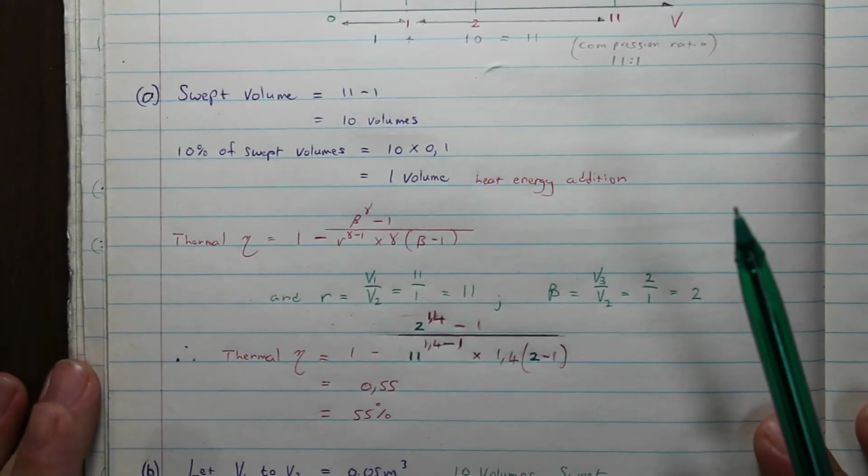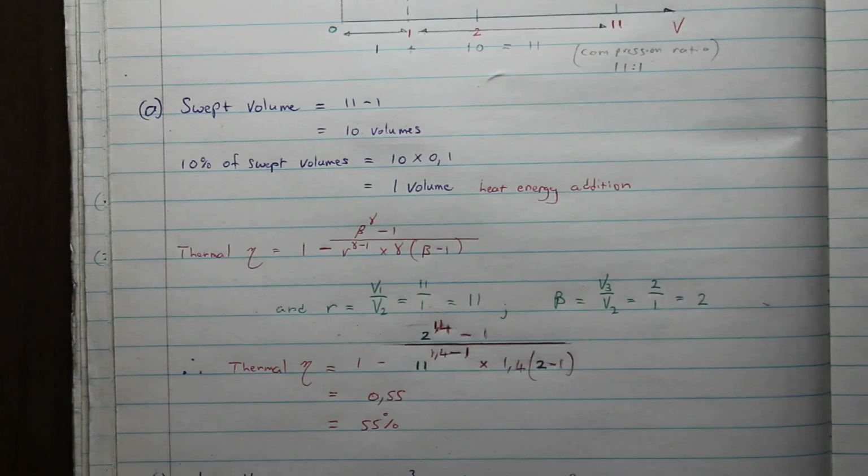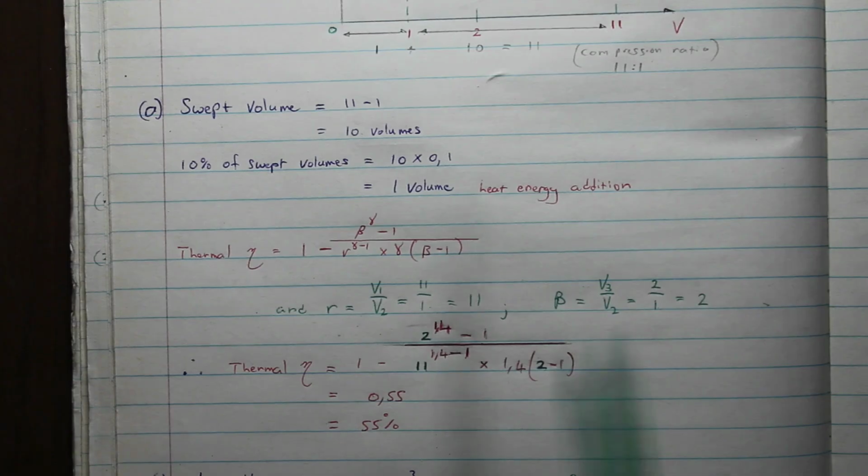And then it's very easy to get the thermal efficiency with this formula, because now we have everything. We have beta, we have R, and we have gamma, which is 1.4. So we just plug everything in, and I'll let you do the math, and the answer comes out to 55%. So that's the thermal efficiency of this engine.